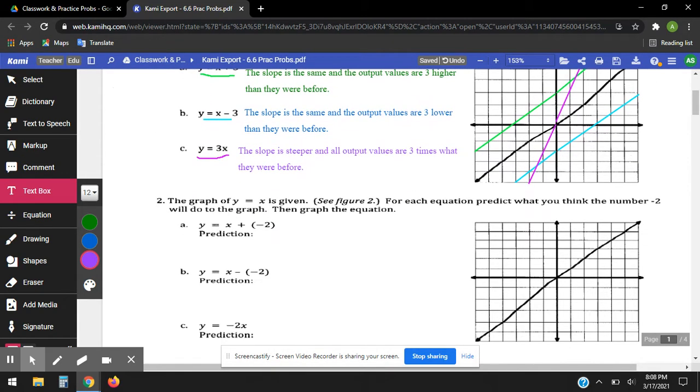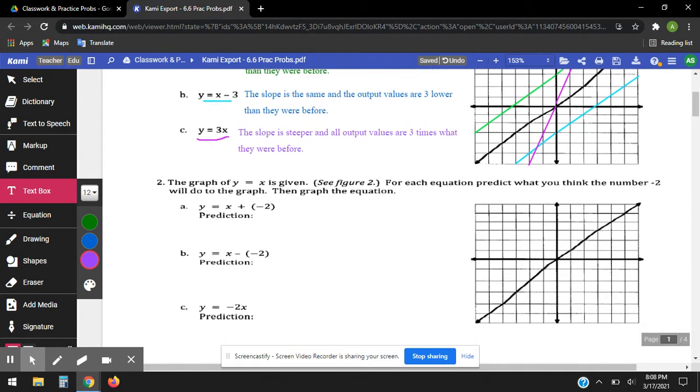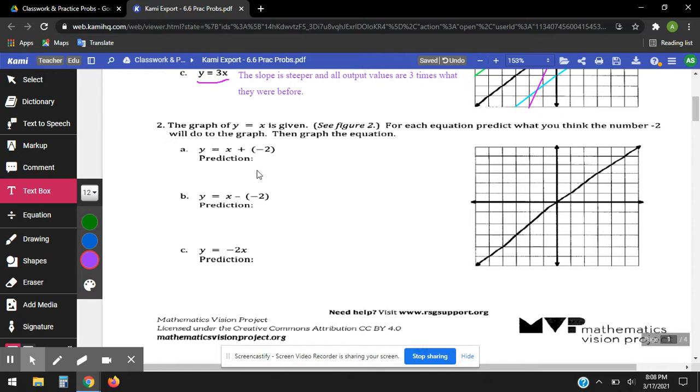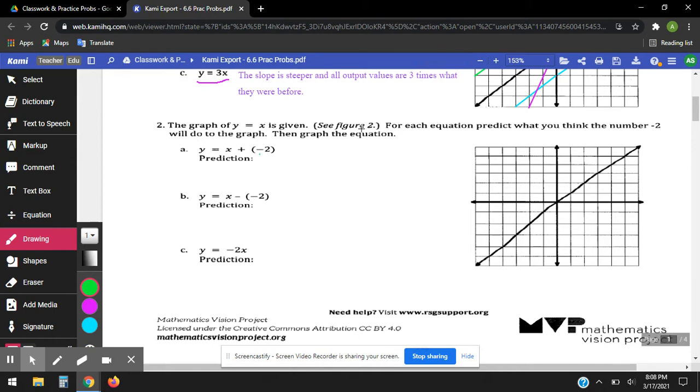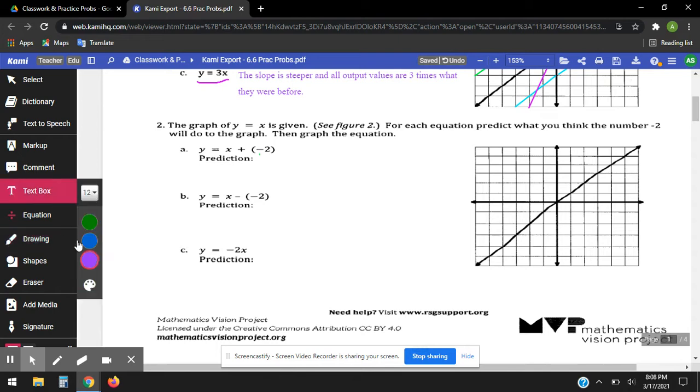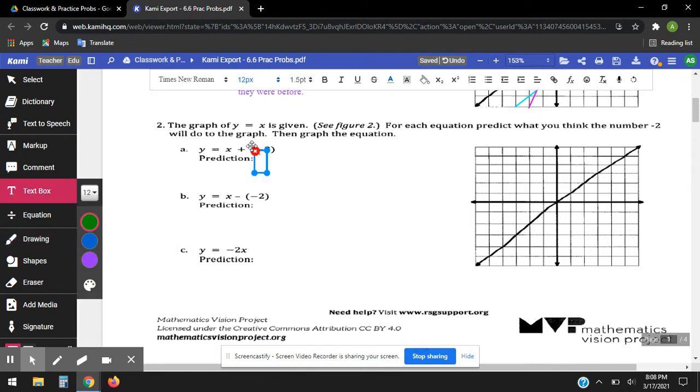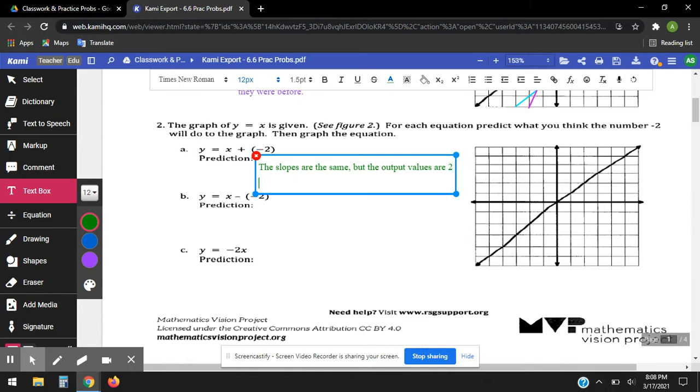All right, so now let's look at this one over here. Now we're going to see what the number negative 2 does to the graph in each of these equations. So go back and do what we did. Predict first and then we'll draw it. Okay. So prediction. Here, it's x plus negative 2. I'm going to say the slope is the same. Slopes are the same. But the output values are 2 lower, because it's negative 2, than they were.